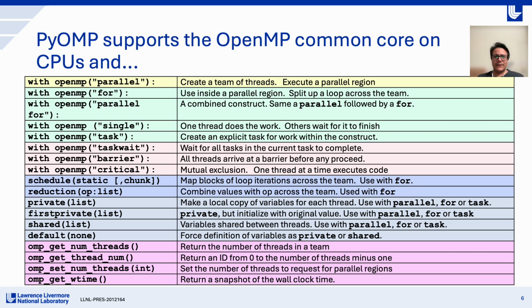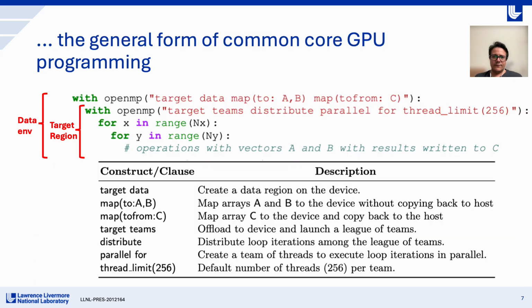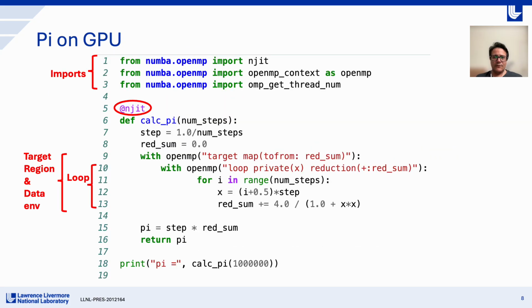PyOMP supports what is known as the common core of OpenMP, including widely used directives and clauses that implement SPMD, work sharing, and task-based parallel programming constructs for CPUs. And also commonly used directives for GPU offloading, which include constructs to set up the device data environment, mapping data between the host and the device, and implementing parallel execution on the GPU device.